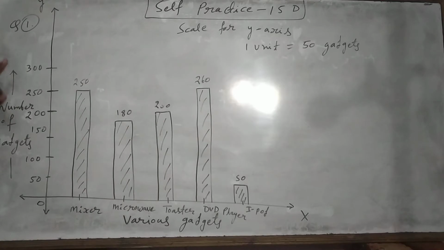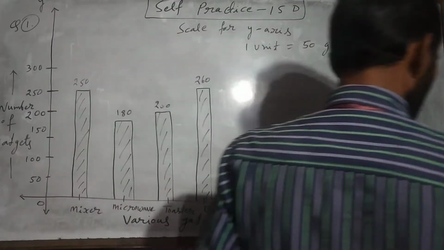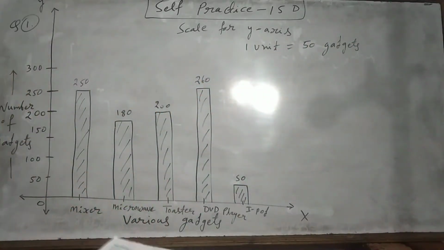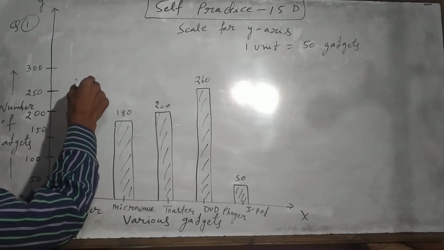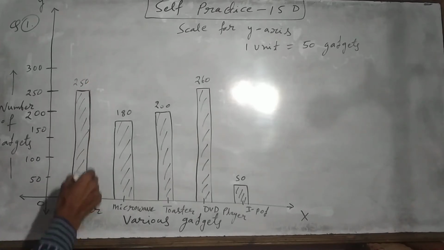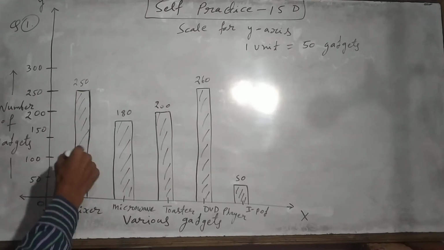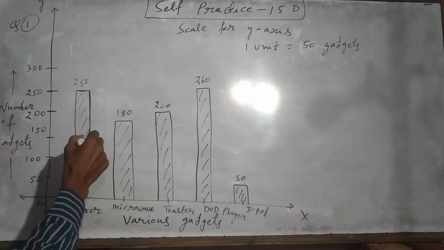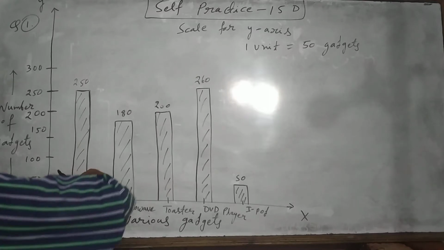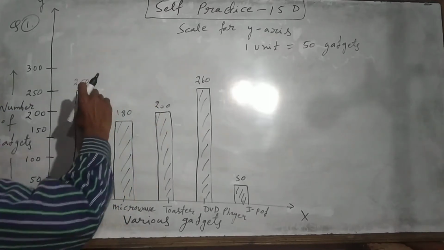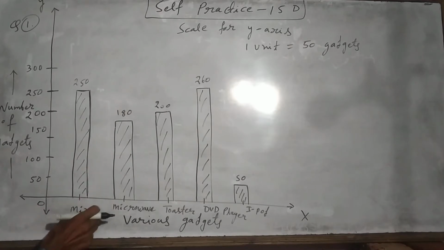Now we want to draw the bar graph. The first component given is mixer. How many mixers are given? 250. So we have to draw a rectangular box like this, going up to 250. Then you can add some design: you can shade it, or use some other design, or leave it as it is. Write mixer below, or you can write the mixer name inside. So this bar represents the mixer, 250.